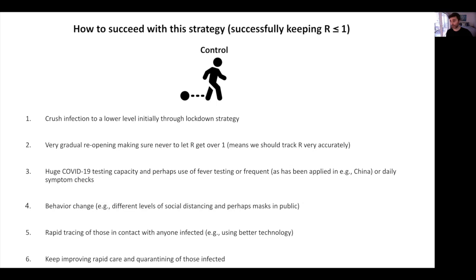We also need rapid tracing of those in contact that have been infected, ideally using better technology. So as soon as someone is known to have been infected, all the people they've been near recently can be contacted right away, and appropriate measures can be taken. Finally, we need to keep improving rapid care and quarantine of those infected. So we know someone's infected, we have to do the right thing with them to help prevent them from getting anyone else infected and help make sure they get the right treatment.